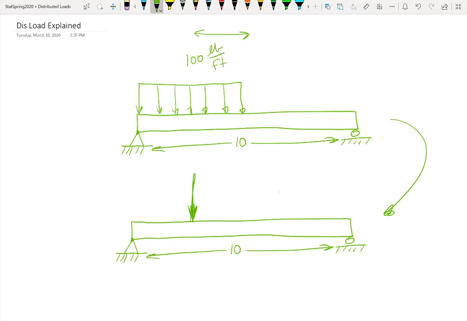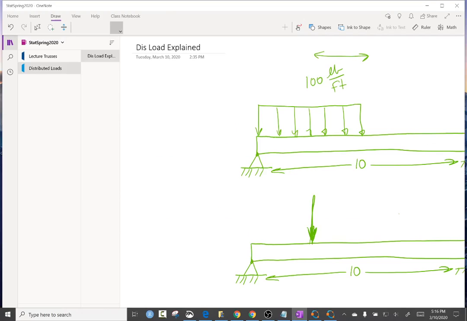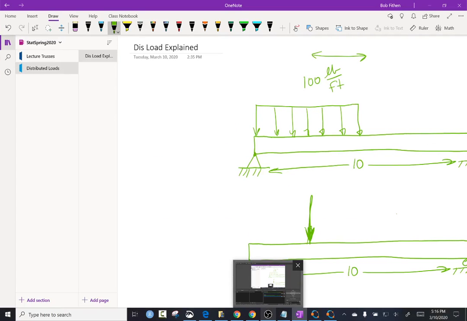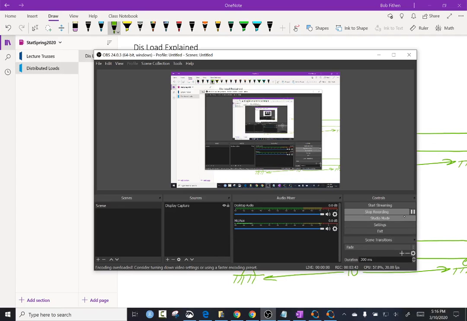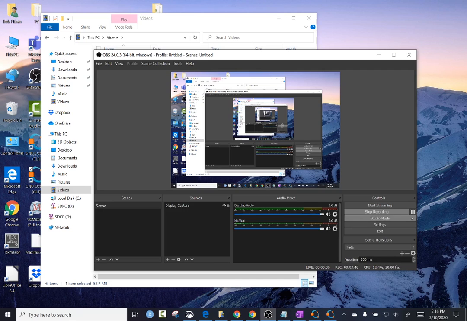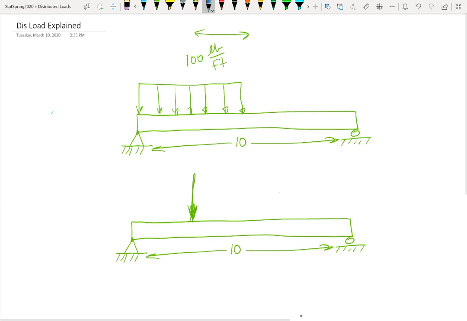So these are both equivalent. We want them to behave equivalently. Let's see what happens. It's bugging me now. So I'm going to pause the video and see if I can resolve this ink thing. Not sure exactly what that was about, but I think I got it resolved.